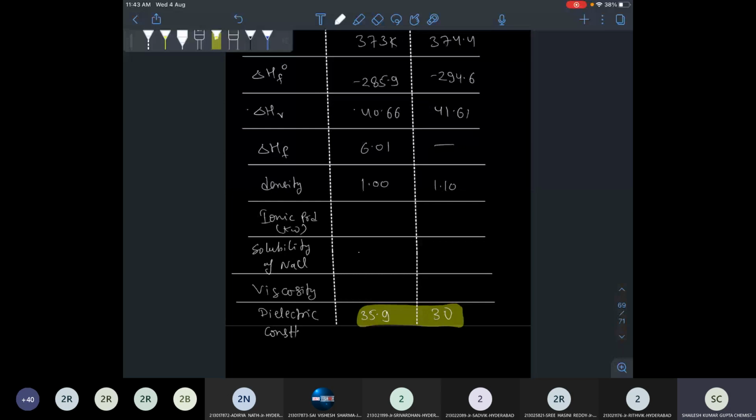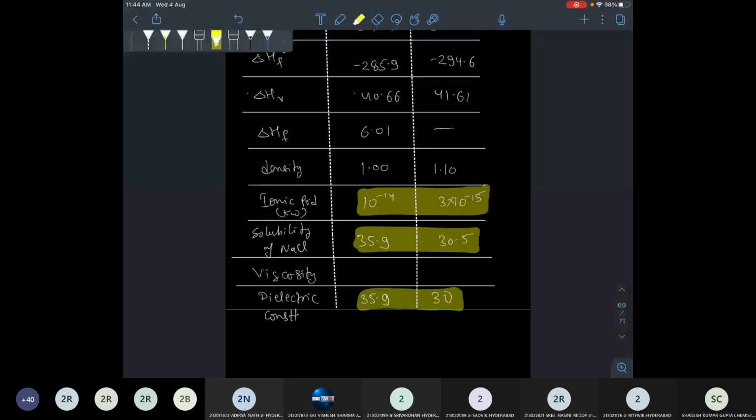Ionic product Kw, when it comes, is 10 to the power minus 14. And this is 3 into 10 to the power minus 15. Okay, here also you can consider. This is also one of the important things. Because dielectric constant is more, expected ionization is a bit more. Dielectric constant I already gave you, 78.39. Any property which is left? Yes, solubility, 35.9, and this is 30.5. Anything related with polarity, you can expect this also. Viscosity 0.8 and 1.1.